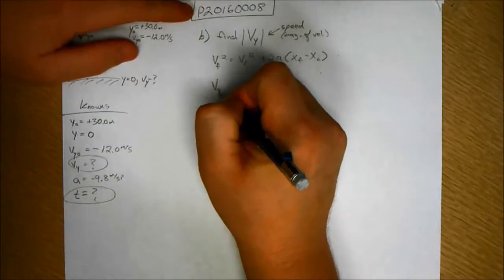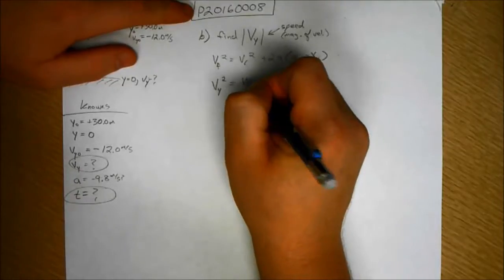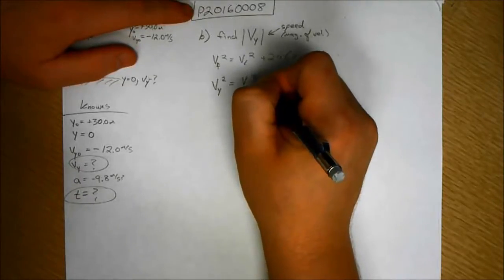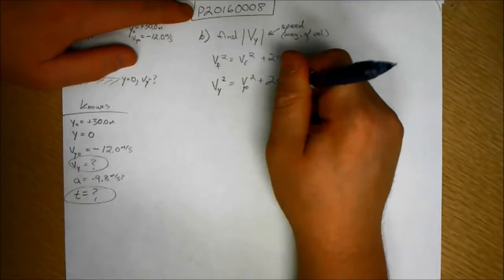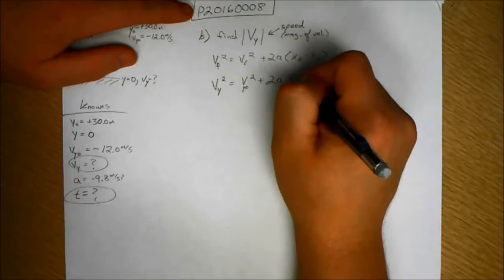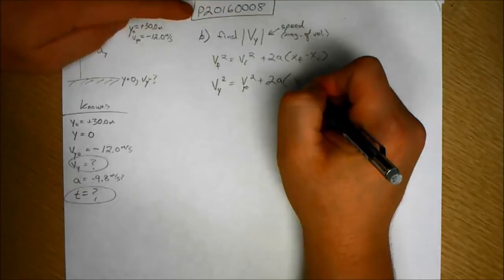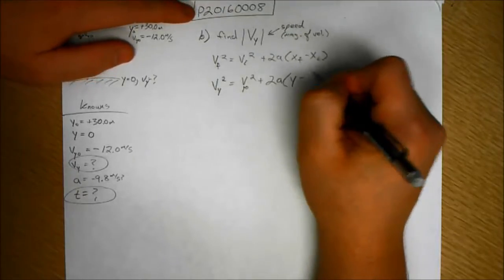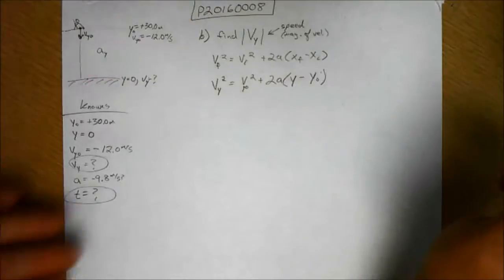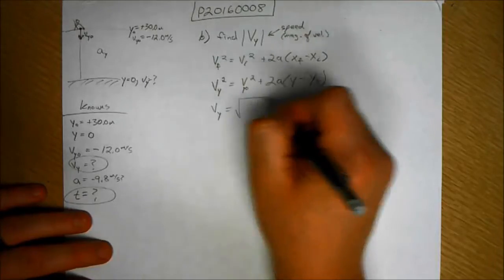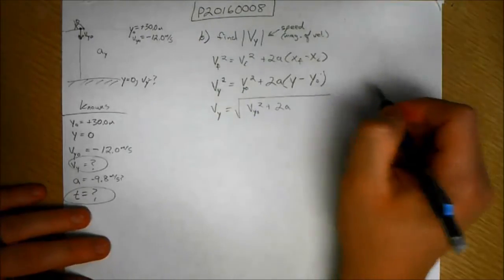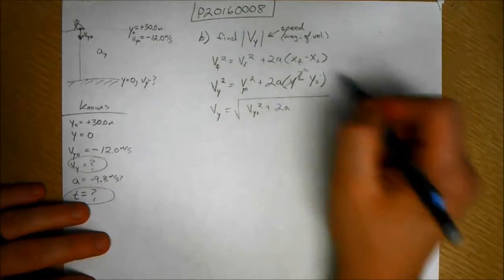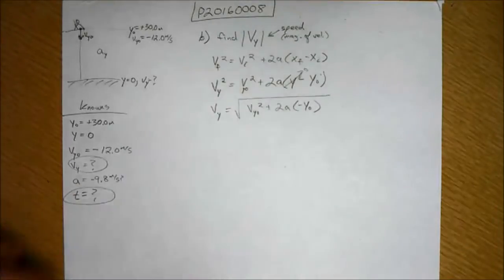V final, which is just Vy squared, equals Vy0 squared plus 2a, and you can put ay if you want to, or you can just leave it as a, because there's only one acceleration here. Later we'll have a second acceleration. Times y minus y naught. So in order to find Vy, we're going to just take the square root of Vy naught squared plus 2a times y, which is 0, minus y naught.